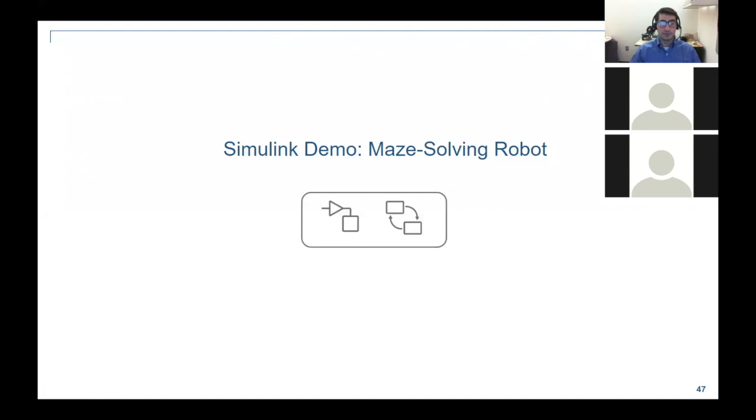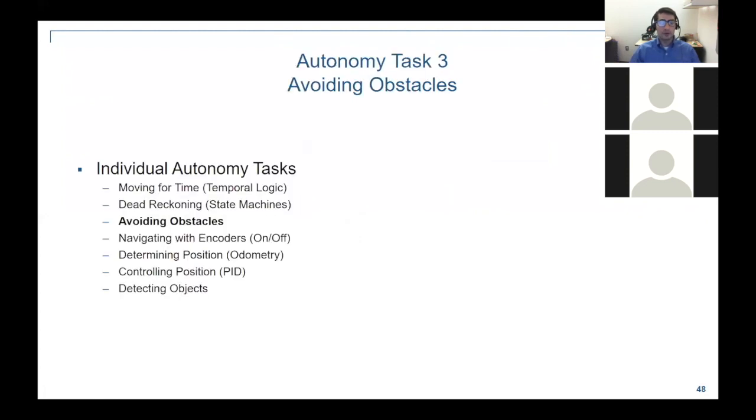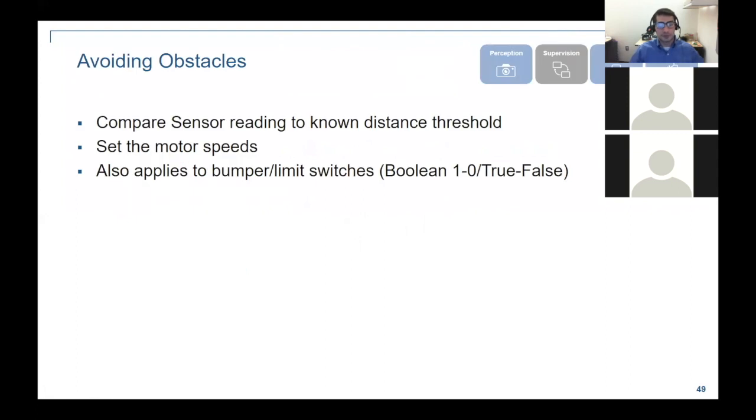And you should probably consider looking a little bit more into this if you want to be really competitive at your autonomous mode. Now moving on, we're going to be looking at our autonomy task number 3. And this task is avoiding obstacles. Now, avoiding obstacles is relatively simple. In this case, this task deals with the autonomy components of perception, control, and actuation.